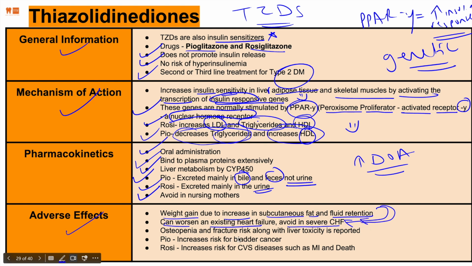Osteopenia and fracture risks are also present, along with liver toxicity. Pioglitazone has an increased risk of bladder cancer. It's just a research finding, guys. Rosiglitazone increases the risk of cardiovascular diseases because of fluid retention, such as myocardial infarction and death caused by heart attack.